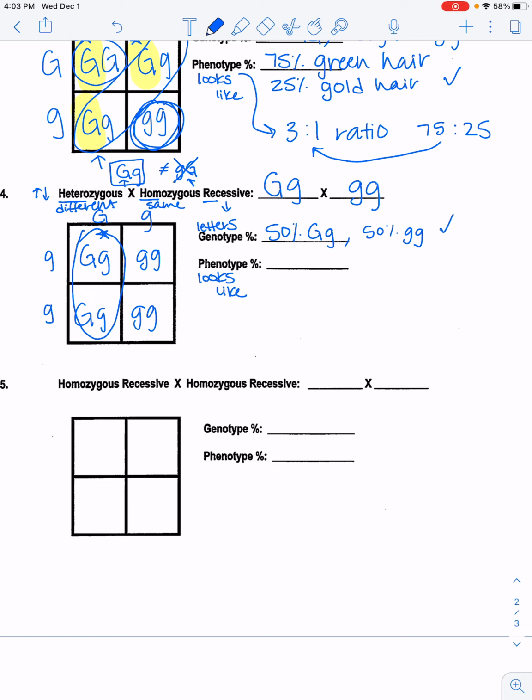Okay, and what it looks like, I have 2 capitals here, 2 dominant squares. So I'm going to have 50% green hair. This is a 50% chance that their child will have green hair and a 50% chance that their child will have gold hair. Okay, 50 and 50 is 100. I am good to go.